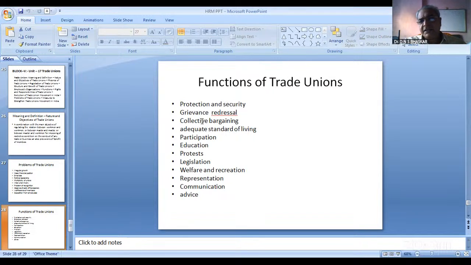Protection and security is the first function of trade unionism. So first, the trade union's main objective is to protect and secure the employees. How are they able to be on the safe side? Protection of the employment, protection of future security, and how much they are going to get at the time of retirement benefits and so on. That is one. Second one is grievance redressal procedure.